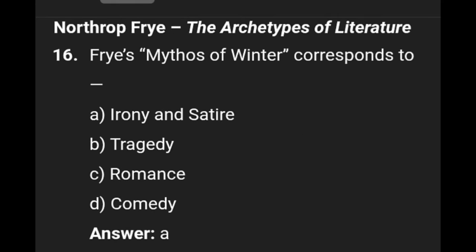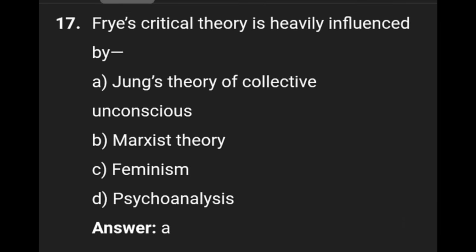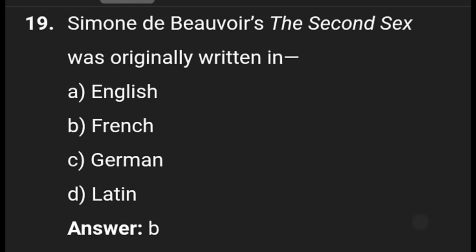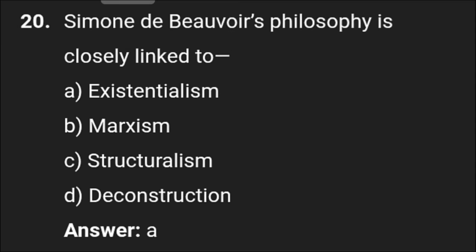Then question from Northrop Frye, the archetypes of literature. Frye's mythos of winter corresponds to irony and satire. Then Frye's critical theory is heavily influenced by Jung's theory of collective unconscious. Elaine Showalter's Towards a Feminist Poetics divides feminist criticism into three phases. Simone de Beauvoir's The Second Sex was originally written in French. Simone de Beauvoir's philosophy is closely linked to existentialism.